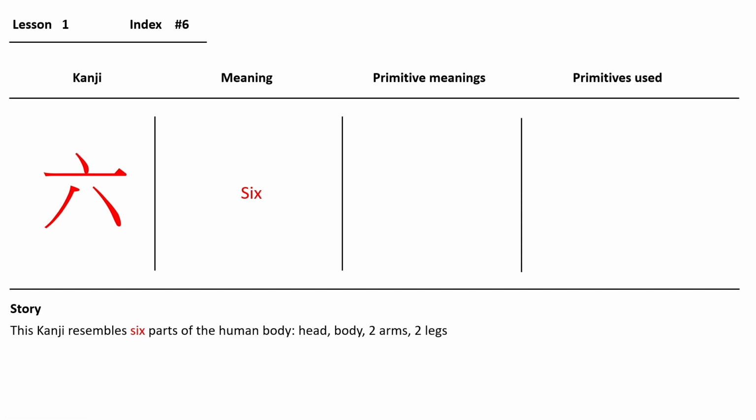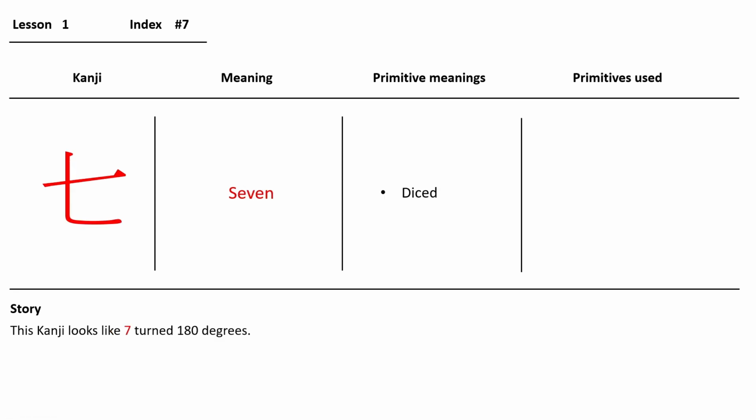And again, this is red, right? Everything is in the same color. The kanji is in red, the meaning is in red, and the meaning in the story is in red as well. So let's move to the other kanji, index number 7.